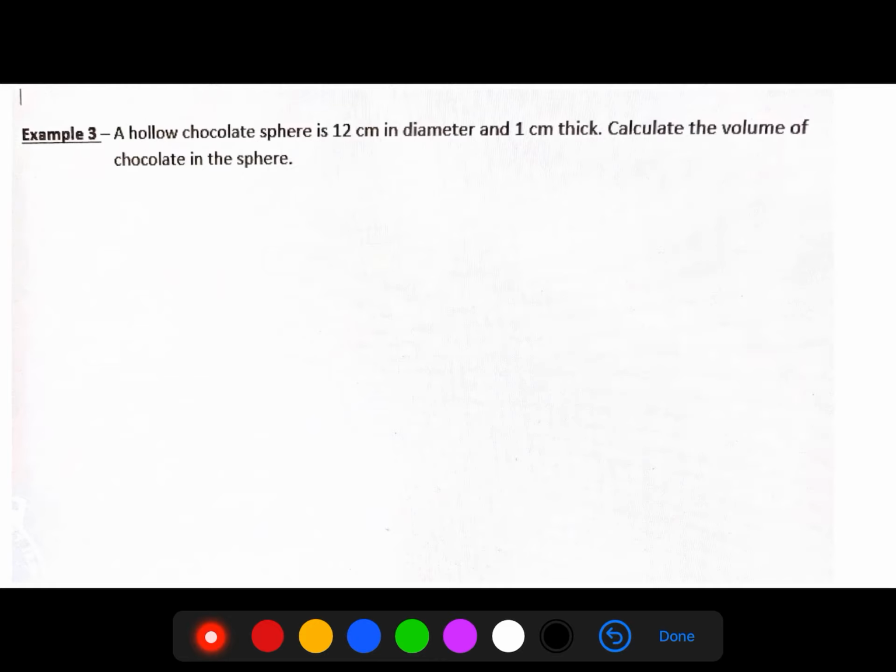And example number 3. A hollow chocolate sphere is 12 centimeters in diameter and 1 centimeter thick. We want to calculate the volume of chocolate in the sphere. So what we're going to do is sort of take a side view of this. So we're talking about a ball of chocolate, which gives us a big sphere. And sorry, that's not a great circle, but we'll get the idea here. And inside of it, it's hollow.